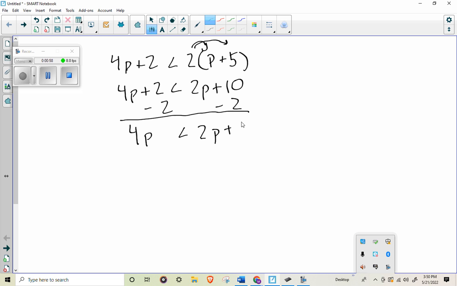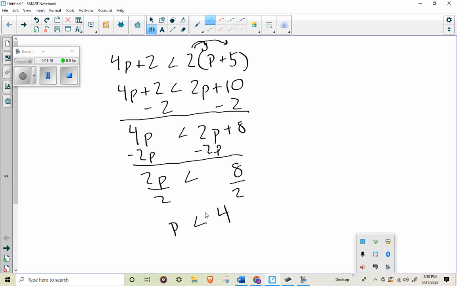2p plus 8. I'm going to subtract 2p from here. I'm going to subtract 2p from here. You're going to get 2p is less than 8, and then divide by 2, and divide by 2, and I'll find out that p is less than 4. Okay, so I think that was answer number 1. Let me see. P is less than 4, that is answer number 4.